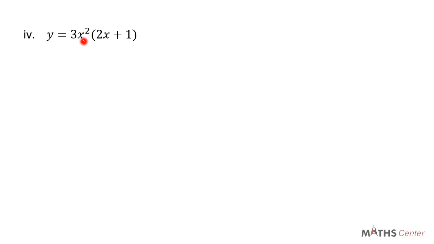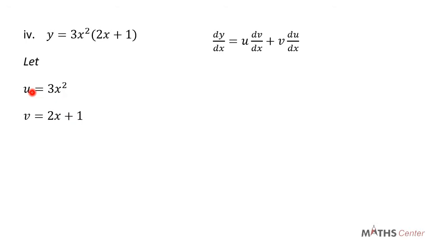So we have y is equal to 3x squared times 2x plus 1. I'm going to use the product rule here. The first term is 3x squared, and the second one is 2x plus 1. So I'll let u be equal to 3x squared and v be equal to 2x plus 1. We will need du dx, so I'll differentiate u with respect to x. When you do that, 2 will drop and multiply, and then the exponent of x will reduce by 1. So you have 2 times 3x exponent 1, which will give us 6x.